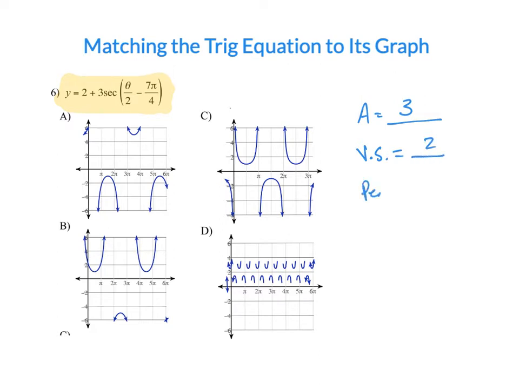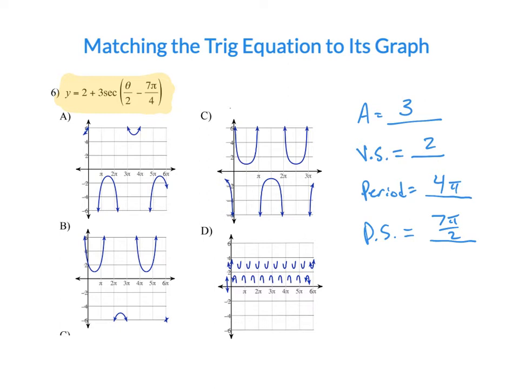We have a period change. The new period is 2 pi divided by pi over 2, or by 1/2. 2 pi divided by 1/2 is 4 pi. So our new period is 4 pi. This thing got stretched out. And then the phase shift looks like it's going to be crazy because we've got some weird fractions. It's going to be positive 7 pi over 4 divided by 1/2. When you reduce that, flip and multiply and reduce, you get 7 pi over 2. 7 pi over 2 is almost 4 pi, but not quite.